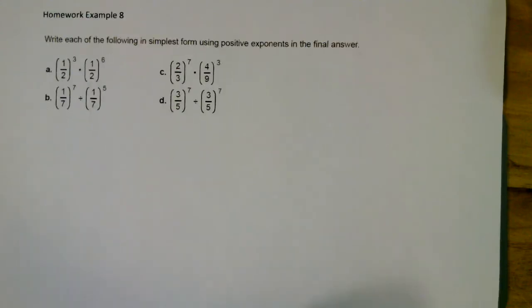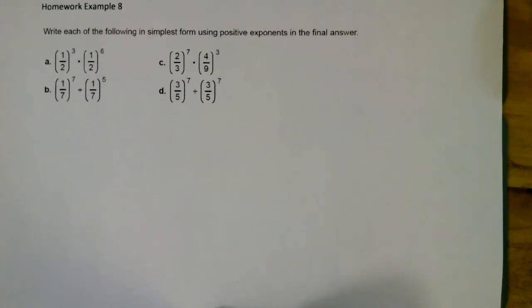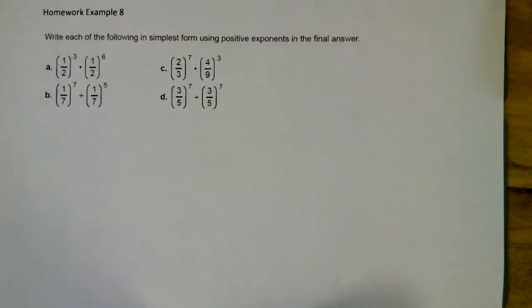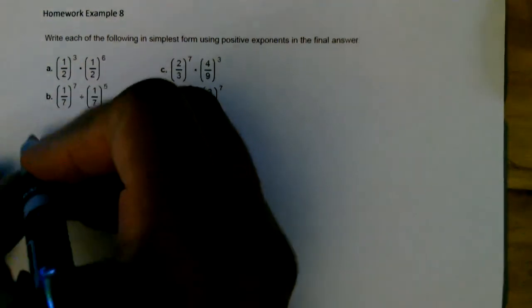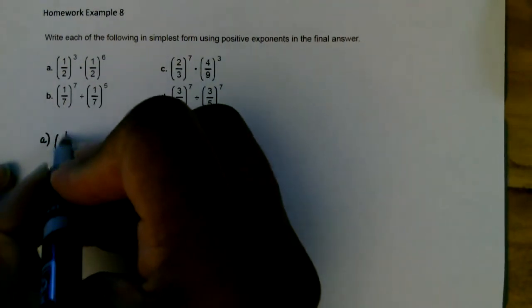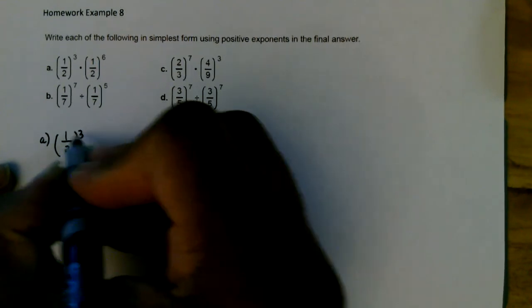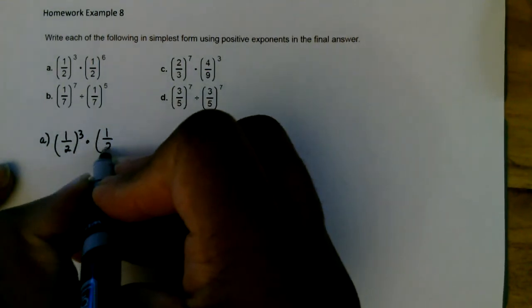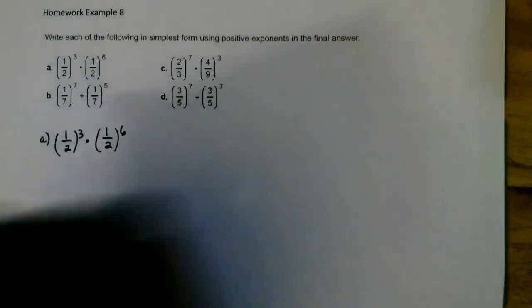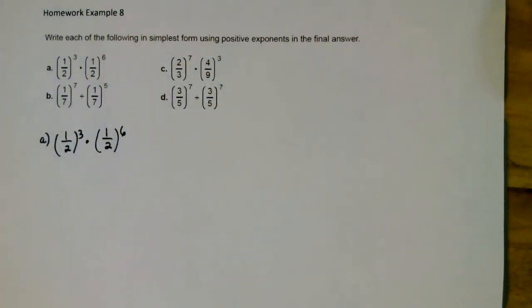And finally, this one has fractions raised to powers. So our final answer has to be using positive exponents here. So in part A, we got 1/2, and that's cubed, times 1/2 raised to the 6. And they want this in simplest form, by the way.